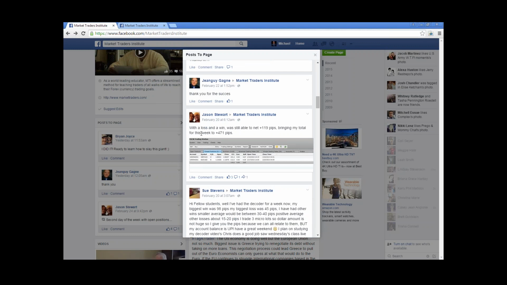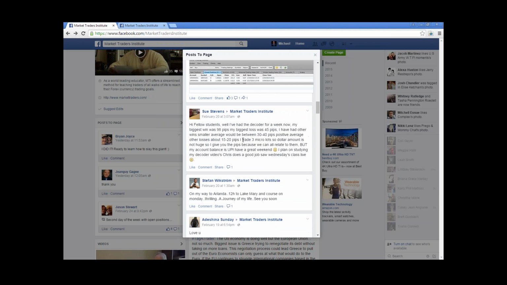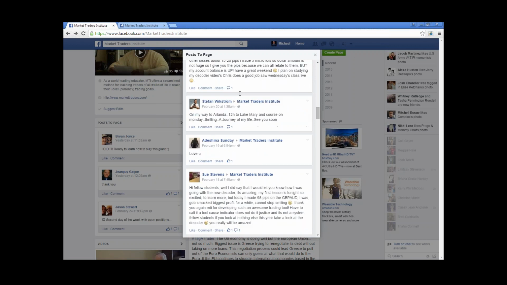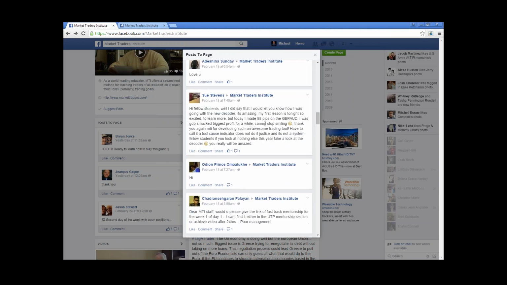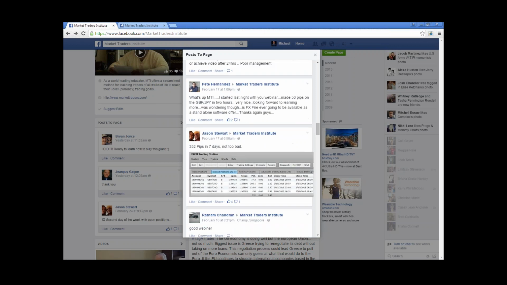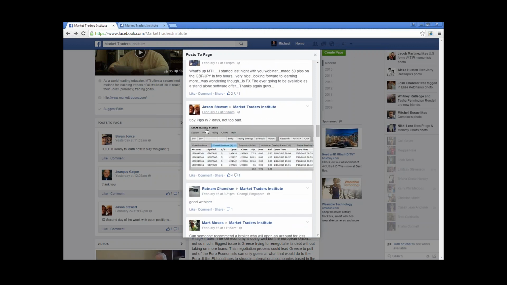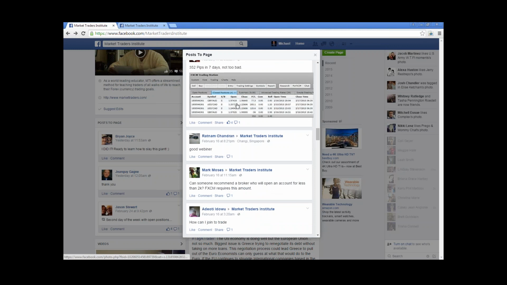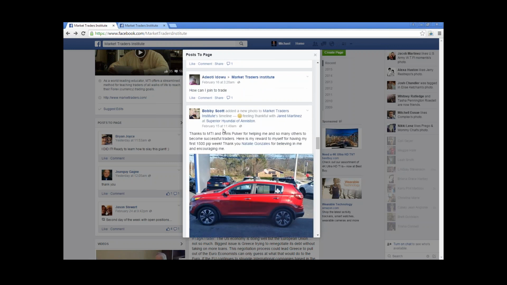Okay, Jason Stewart, with a loss and a win, was still able to net profit 119 pips, brings my total to this week 471 pips. Pretty cool, right? And once again, I can go on. Here's another 98 pips, and another 98 pips, and once again, 352 pips in 7 days. Okay, that's Jason Stewart once again. And here's Bobby Scott. He says, thanks to MTI and Chris Pulver for helping me, and so many others. Here's my reward to myself for having my first 1,500 pip week. Got a new car. Pretty cool, right?